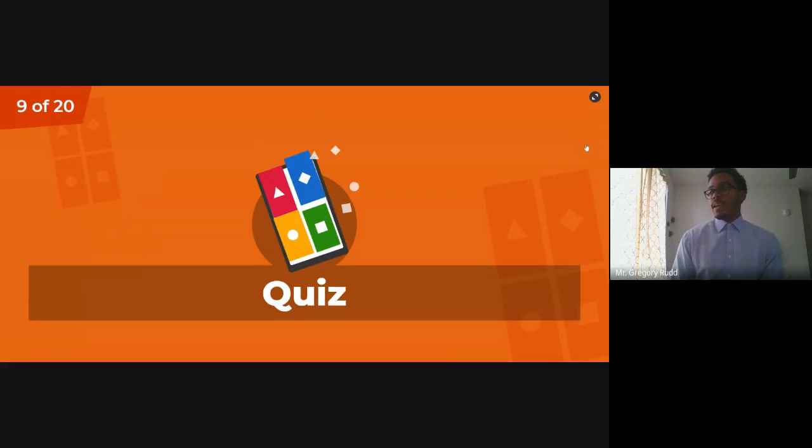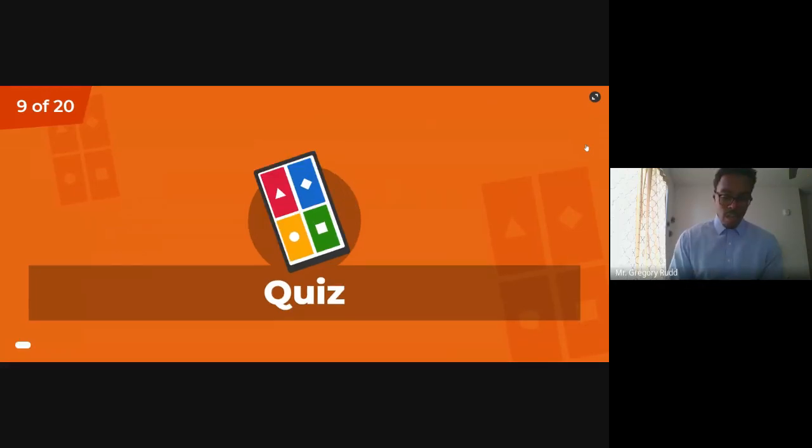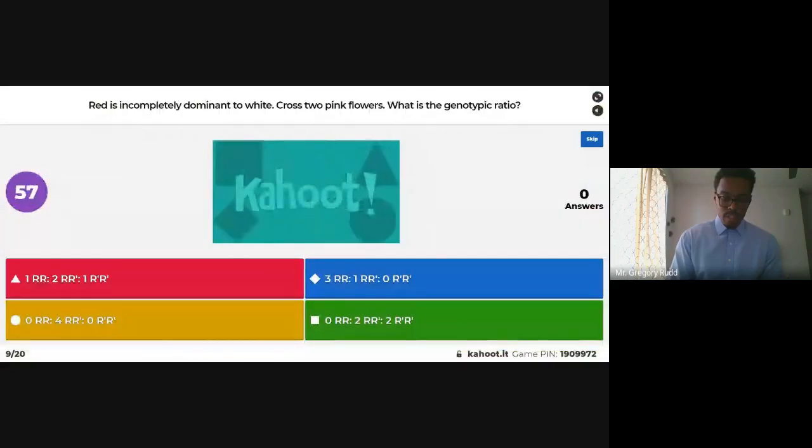Red is completely dominant to white, cross two pink flowers. What is the genotypic ratio? What is the ratio here?